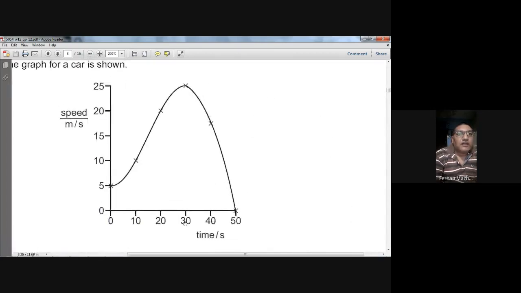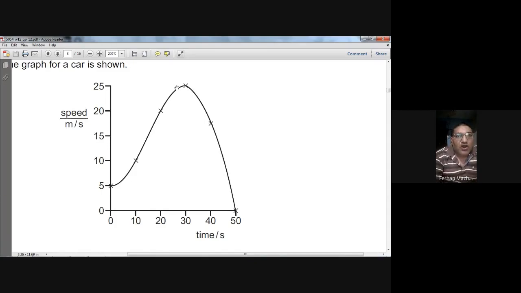Now you see, from 30 seconds go straight to the graph. So this is the point. It's a speed time graph. If you want to find out the acceleration at this point, you will draw a tangent on the speed time graph, and the slope of that tangent will represent the acceleration.